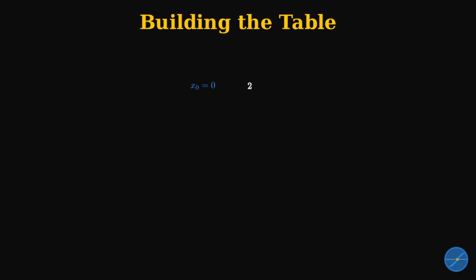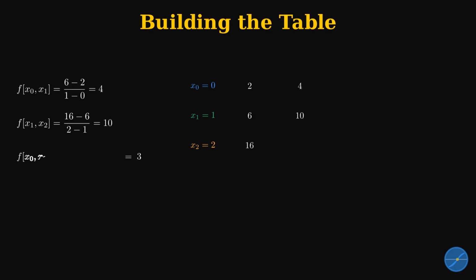Let's set up the table properly. Start with the plain values in the first column. First differences go in the next column. Between each pair of neighbors, later value minus earlier over the gap in x. Same for the next pair. 16 minus 6 over 2 minus 1. That's 10. Now the second difference. We do it again, but on the first differences. 10 minus 4 over the full span, 2 minus 0.